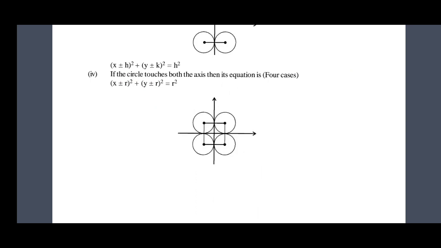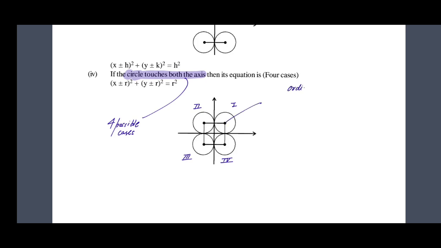All right. So the next particular case that we have to study is if the circle touches both axes. First we did touching the x-axis, then touching the y-axis. So now, very important, when it touches both axes, there could be, first of all, what you should remember is four possible cases. Four possible cases. This is the first quadrant, second quadrant, third quadrant, and this is the fourth quadrant.